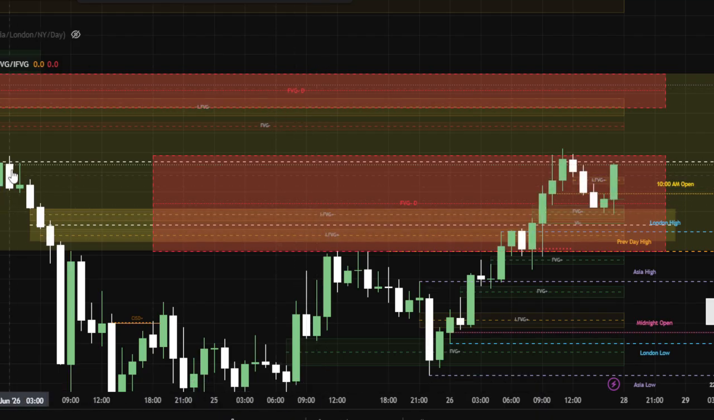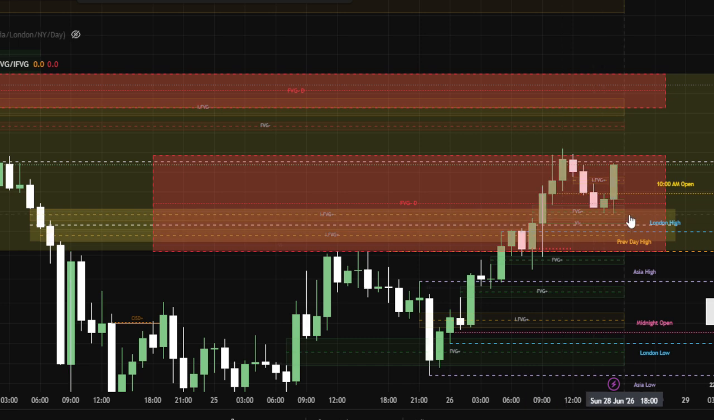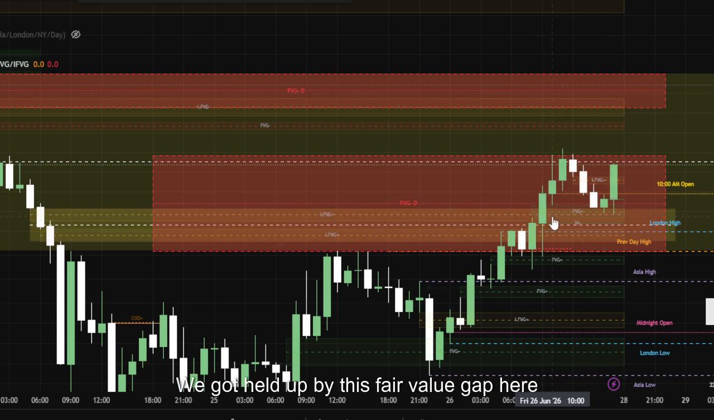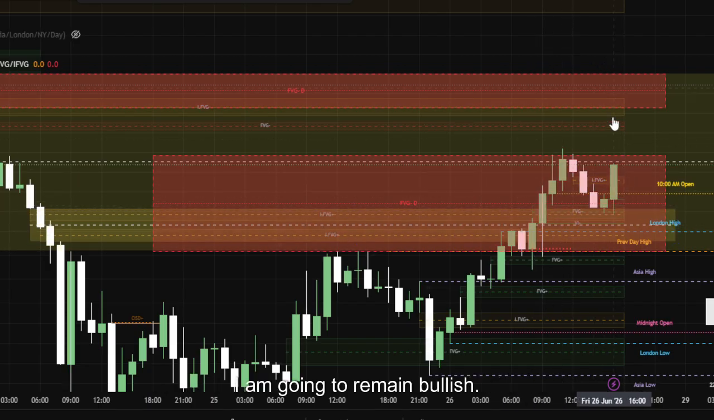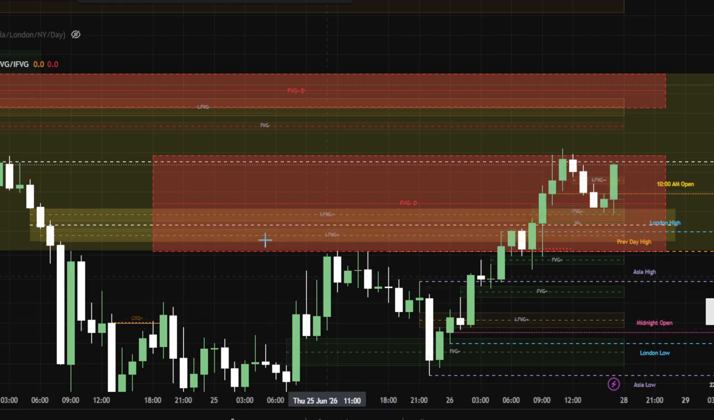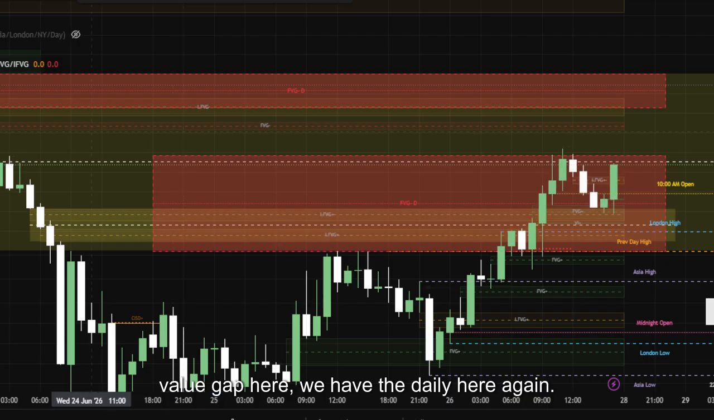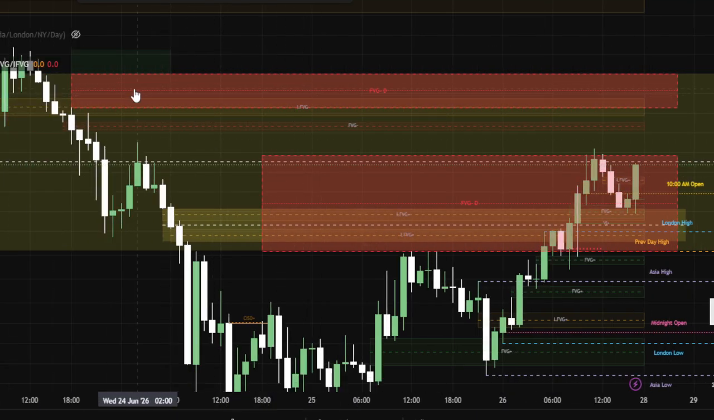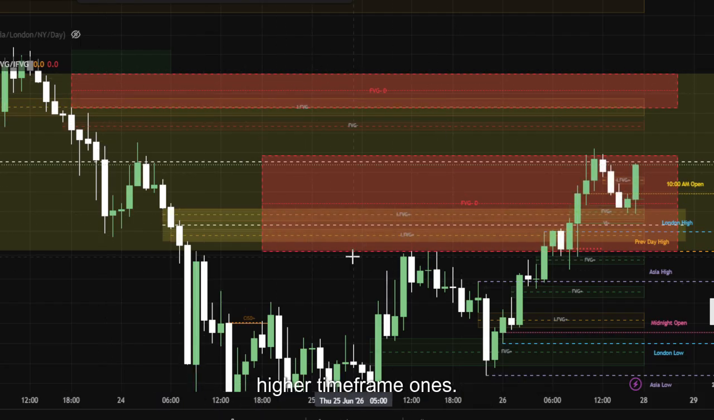We have already met perfect rejection from here down. We now got rejected again, second time, down. We got held up by this fair value gap here that we created on this short-term 1 hour chart, which is great. It's what you would want to see if I am going to remain bullish. We have an inversion here. We have a fair value gap here. We have the daily here. Again, I don't need to really think about that too much. Why? Because I've already connected the two higher time frame ones.